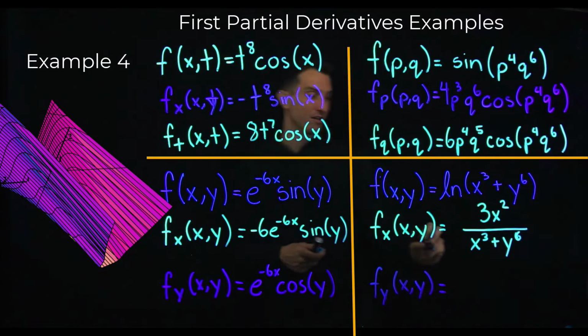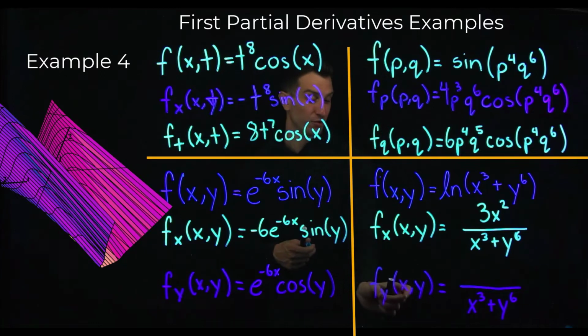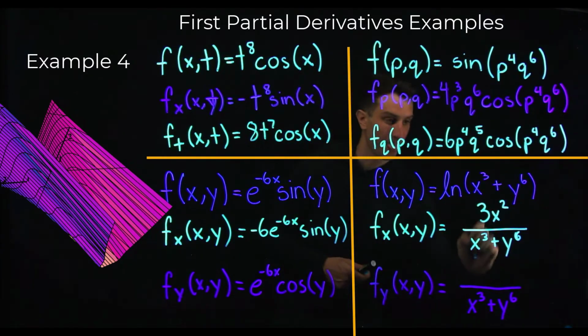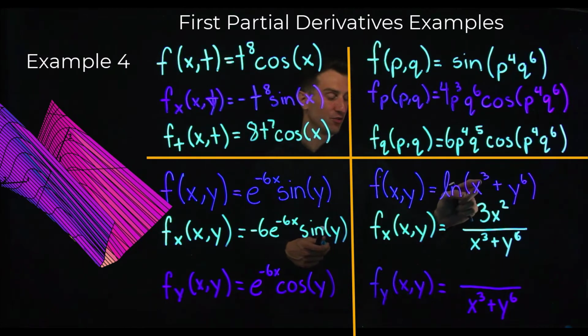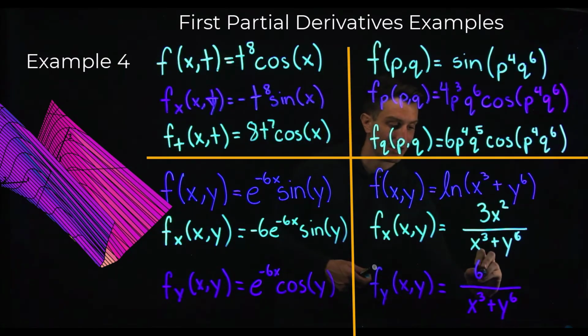Same idea, our denominator, x cubed plus y to the 6. And now the derivative with respect to y is what's going to go in the numerator of our inside function. So the derivative of x cubed with respect to y would be 0. That's why it goes away. And this is just 6y to the 5th.